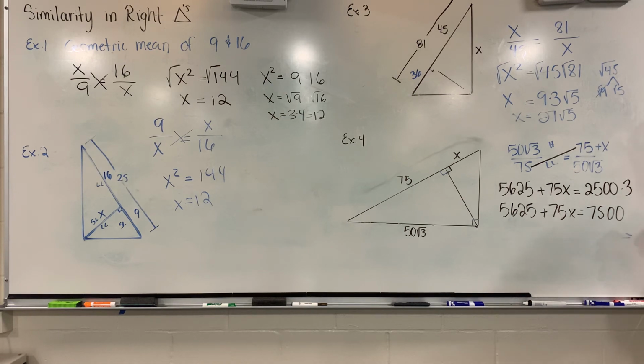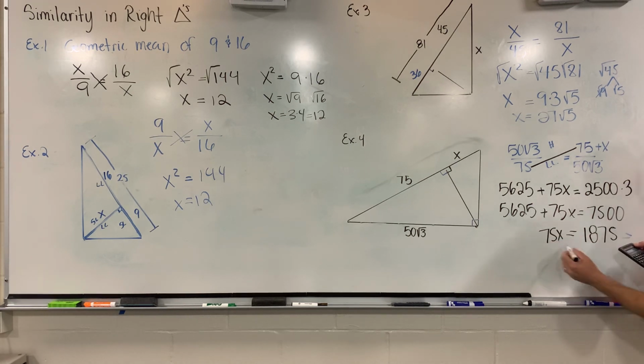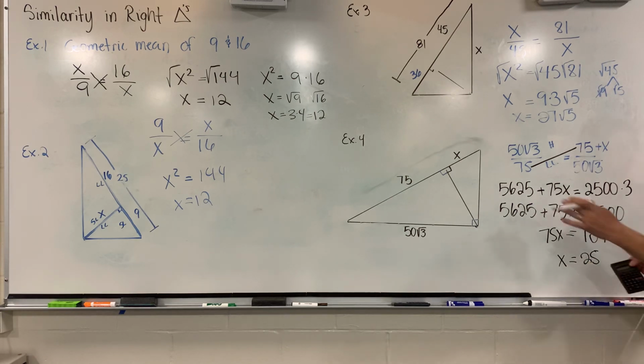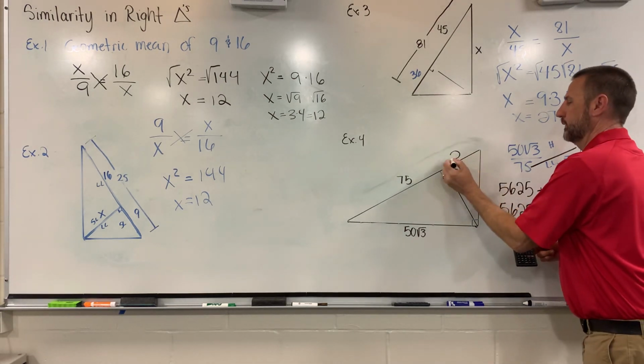All you have to do is say 7,500 minus 5,625. Double check that's right. 7,500 minus 5,625. And then I divide by 75. x ends up being 25. The missing number right there is now 25.